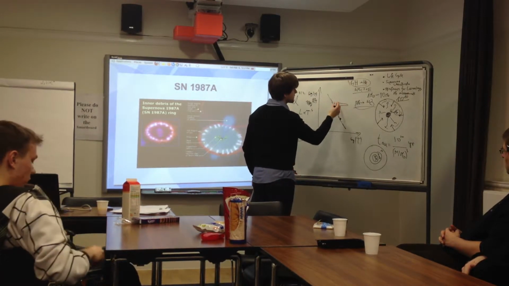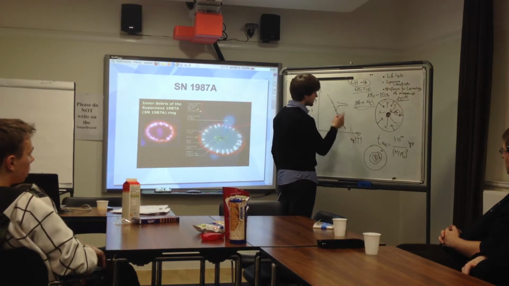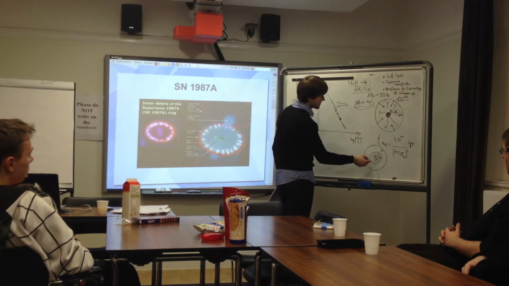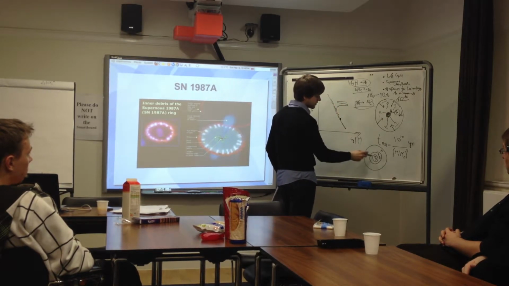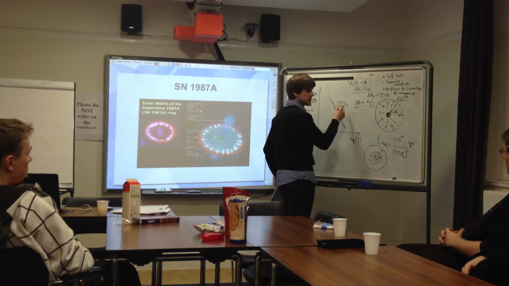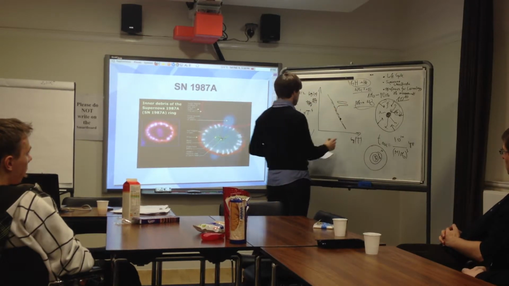And then depending on the mass, obviously, if it's massive enough, then it's going to continue to burn other elements. So you again get contraction as you run out of helium. This is the asymptotic giant branch. And then you start burning carbon into neon.